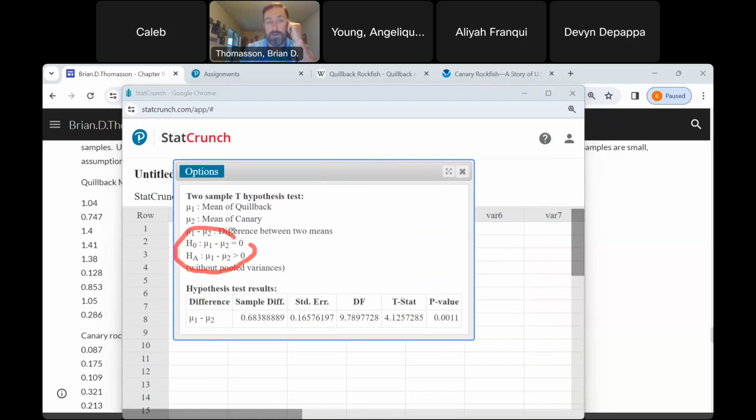We entered in our step 1. Our alpha is 0.05. Here's our step 3, and here's step 4. Now our test stat is 4.1. So what that is saying is that the methylmercury levels of the canary and the methylmercury levels of the quillback are 4.1 standard errors apart. So that's a very, very long way apart. There's a big difference between the two fish's methylmercury levels. And we can see the p-value is very, very small, just barely above 0.